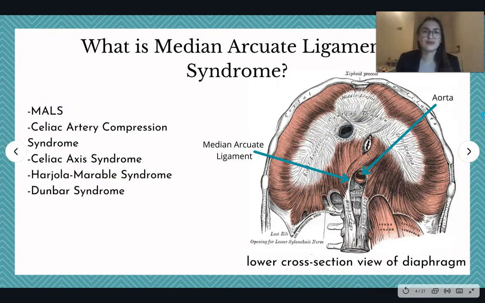And you might be wondering, what is median arcuate ligament syndrome? And yes, before you say anything, I agree that it has a really long name. So for the purpose of brevity, we're going to refer to it as MALS for the rest of this presentation.